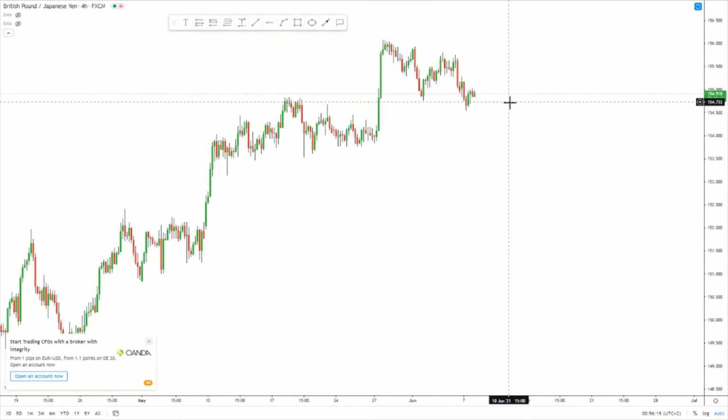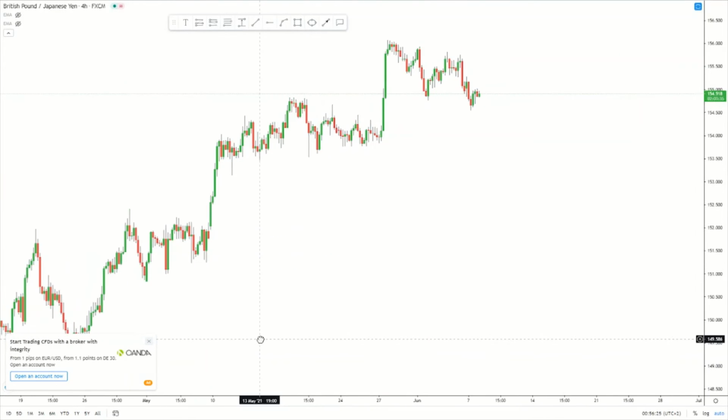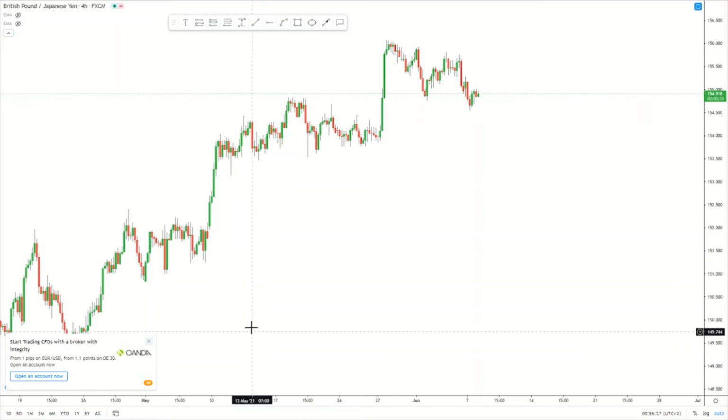Let's see what we can find over here. To be quite honest with you guys, I wouldn't know. I don't see any key areas that I could potentially fill in on this pair. Potentially we have something over here.